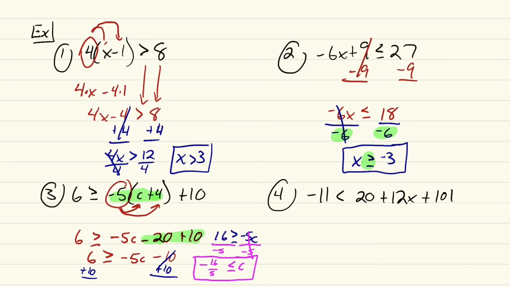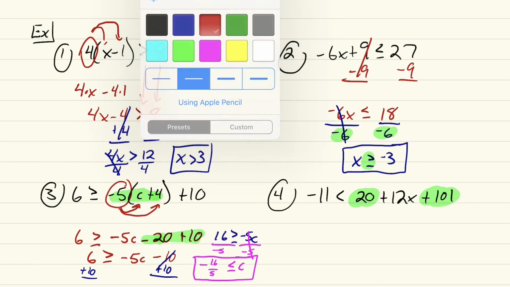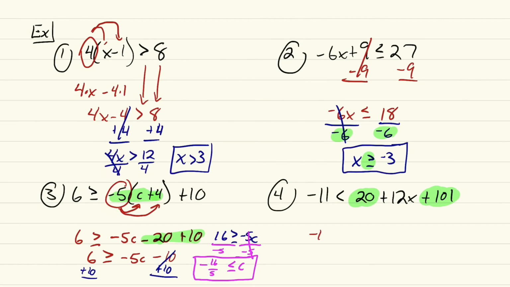Okay, so now we're moving on to number 4. Number 4 says negative 11 is less than 20 plus 12x plus 101. So we'll start by trying to simplify the right-hand side. Notice that we have 20 and positive 101. Those can be combined. That ends up giving me negative 11 is less than 12x plus 121.